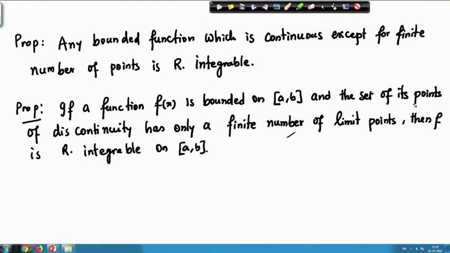Students, we will continue our lecture with the examples on Riemann integration. In the last class, we looked into the theorem that if a function has a finite number of discontinuities, or if the set of points of discontinuity of the function has only a finite number of limit points, then the function f is also Riemann integrable. So, what do we mean by these two theorems? We will look into it via an example.